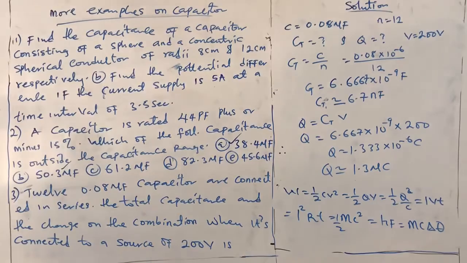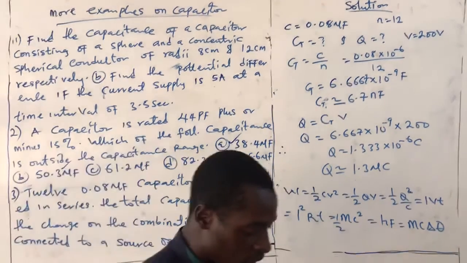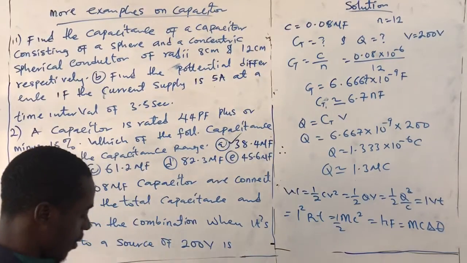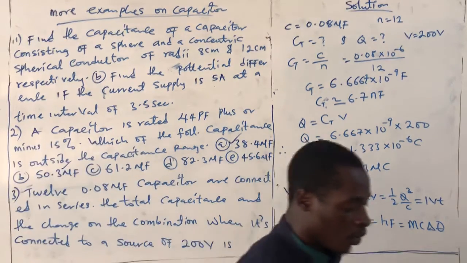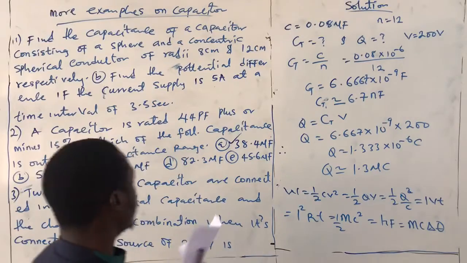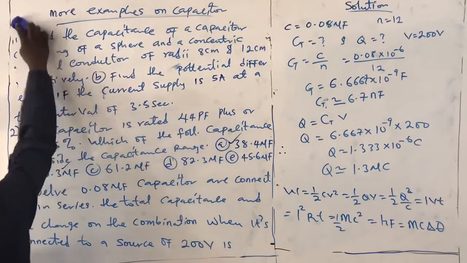Now we are going to look at another example, in the case when we have a combination of parallel and series together.